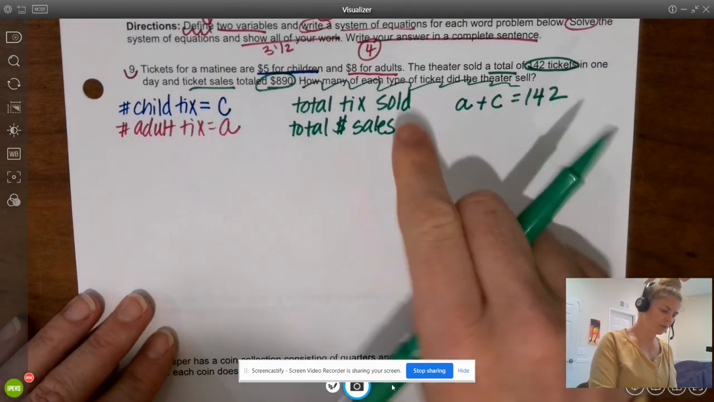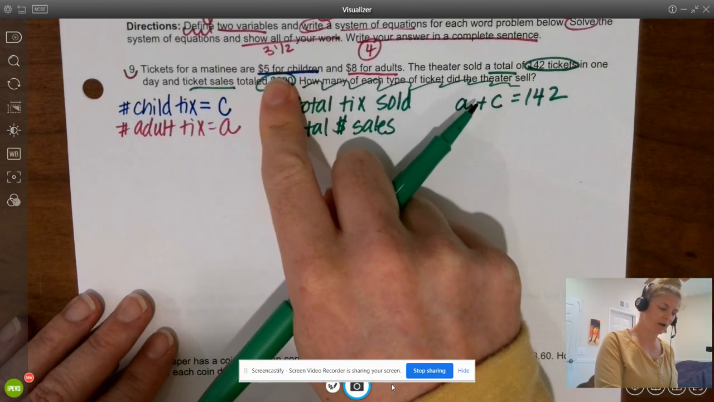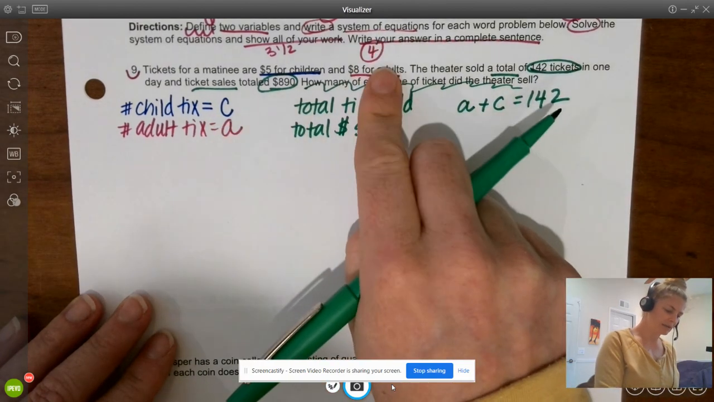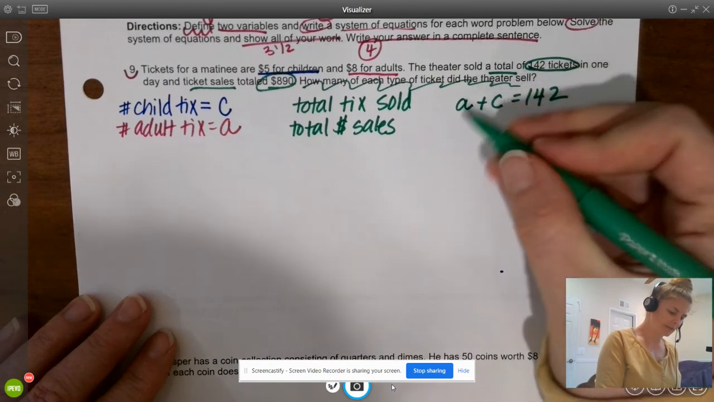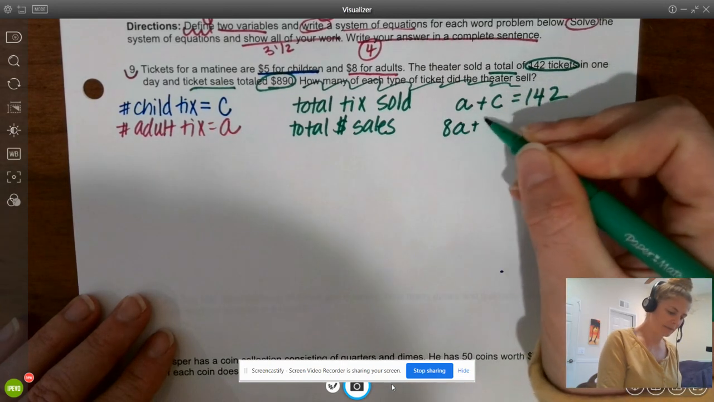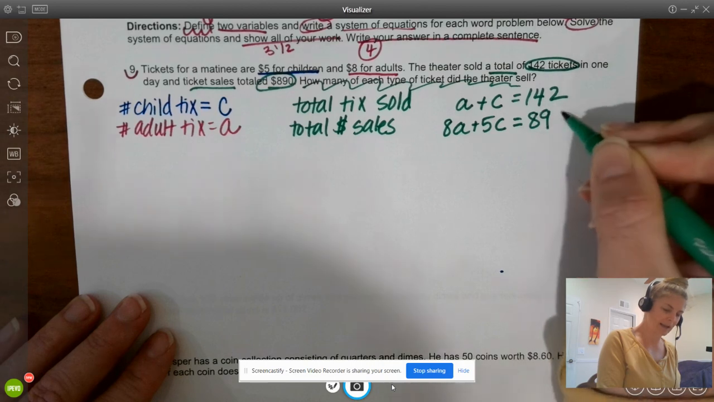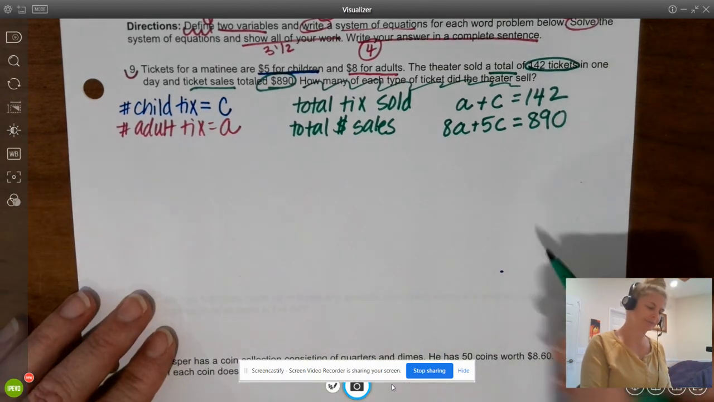Total money sold, well, child tickets are $5 each, and we sold C of them. And adult tickets are $8 each, and we sold A of them. So that means we have 8A plus 5C is equal to the total money in sales, $890.